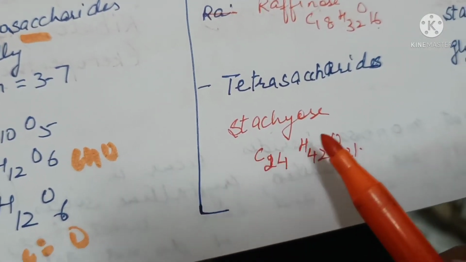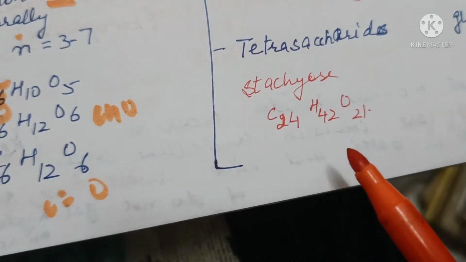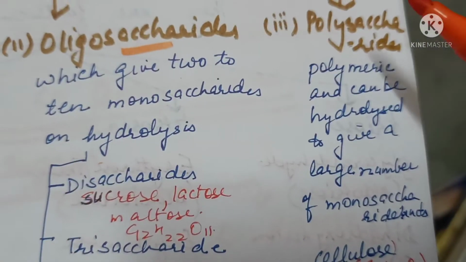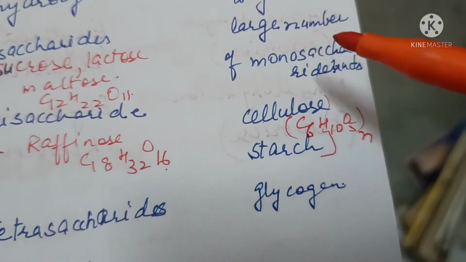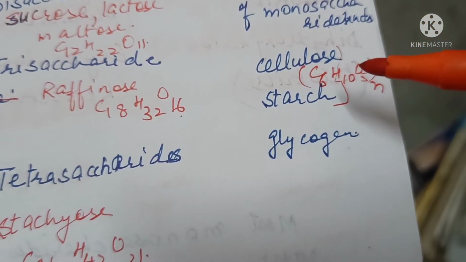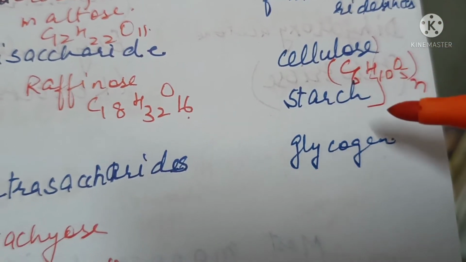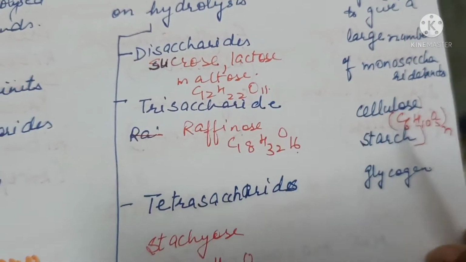For example, stachyose has the molecular formula C24H42O21. Polymeric compounds, polysaccharides, can be hydrolyzed to give a large number of monosaccharides. For example, cellulose, starch, glycogen. The formula of cellulose and starch is (C6H10O5)n.